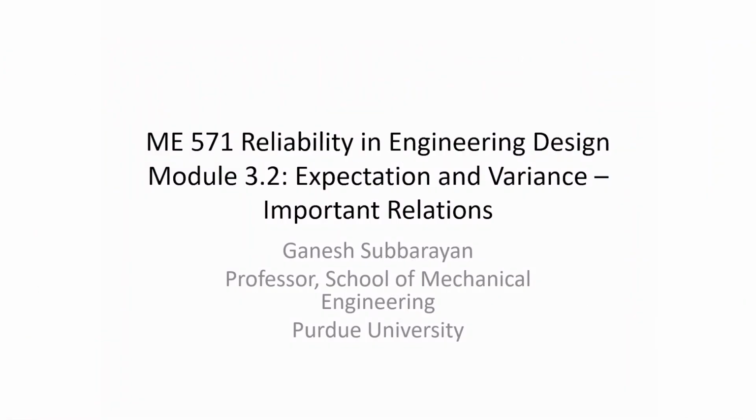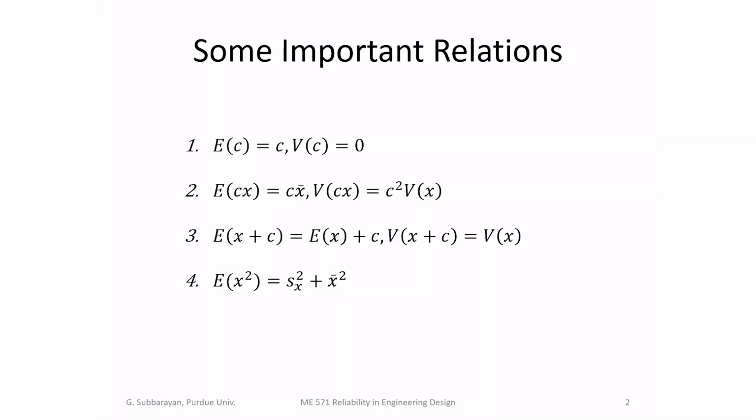In module 3.2, what we will do is derive some special, important relations that give us insight into what this expected value represents and what the variance represents. It also gives us insight into some fundamental aspects of what we should expect when we have, in a design context, multiple random variables that together define a performance metric, and how the uncertainty in each individual variable will contribute to the uncertainty in our performance metric. So these are the relations that I'm going to go through and derive.